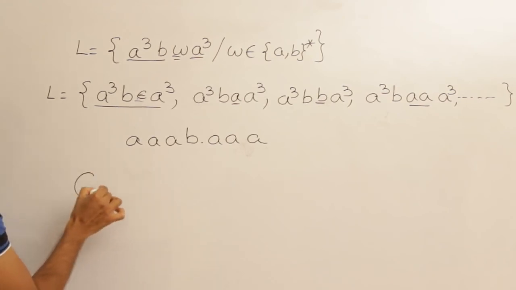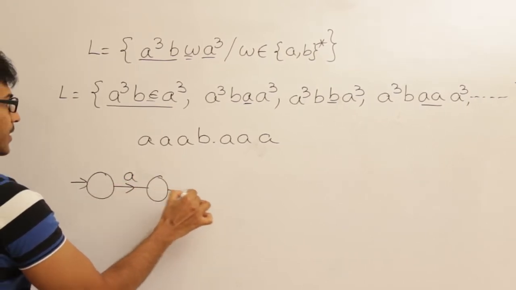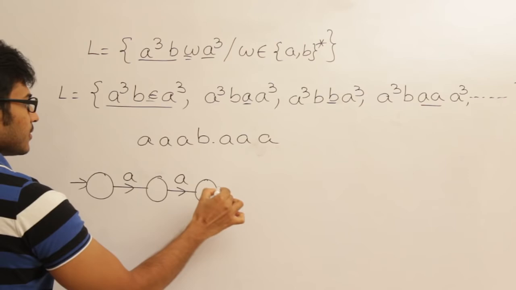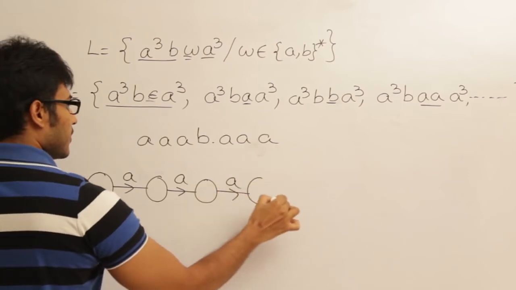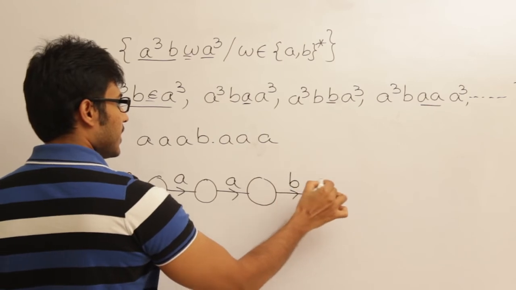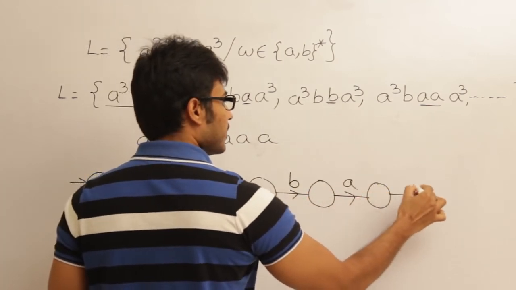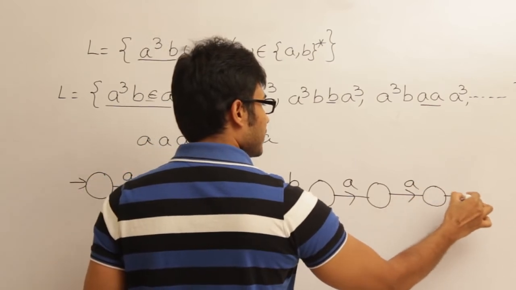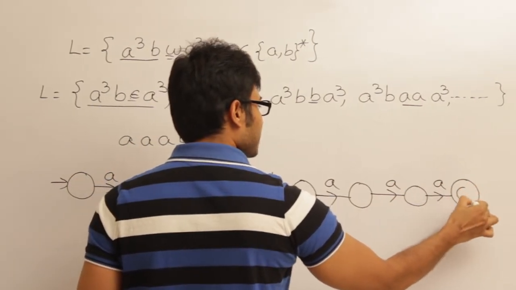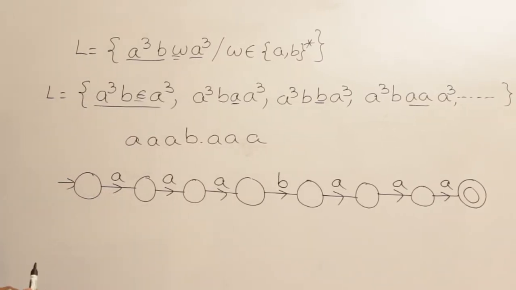So the skeleton looks like this: a, a, a, and then followed by b, and again a, a, a. I am going to accept it. This is the basic skeleton, and now we should see how to convert this to a DFA.